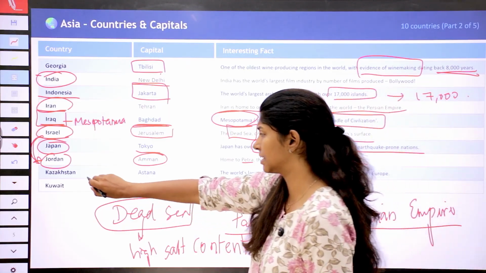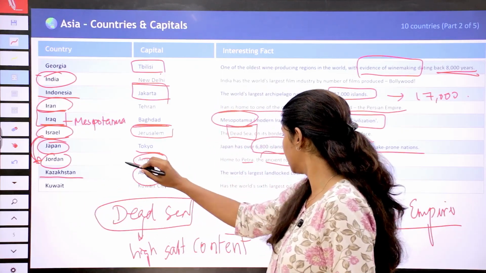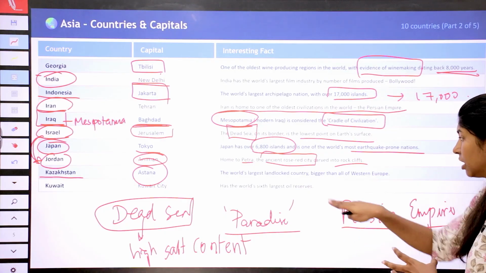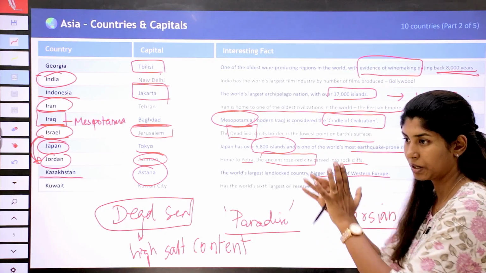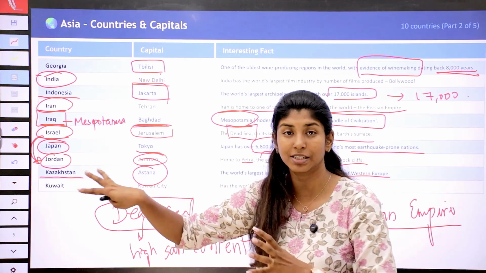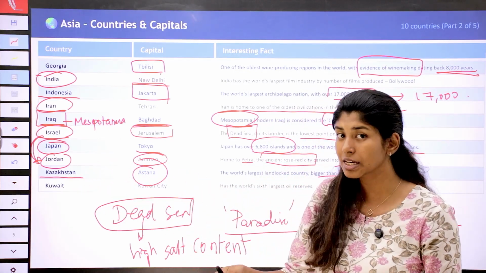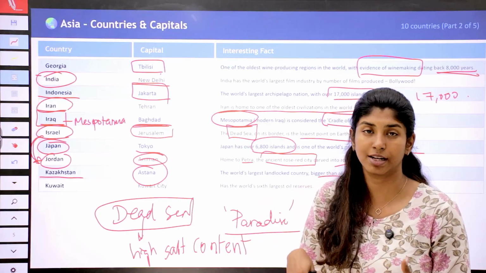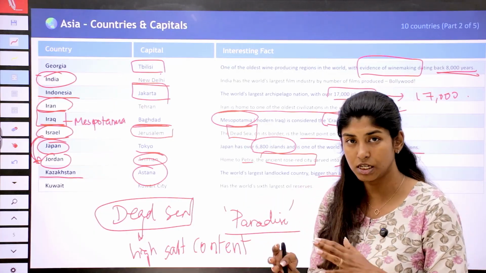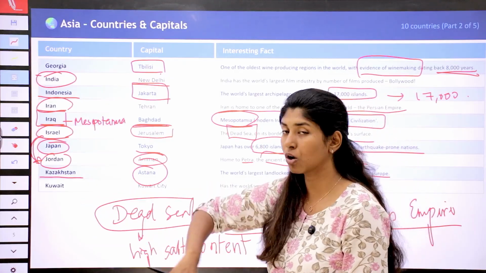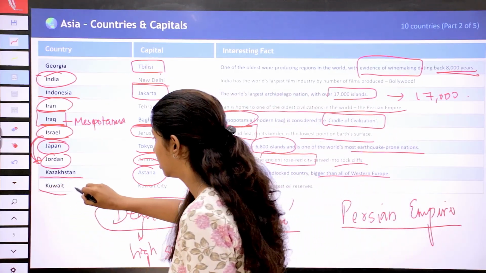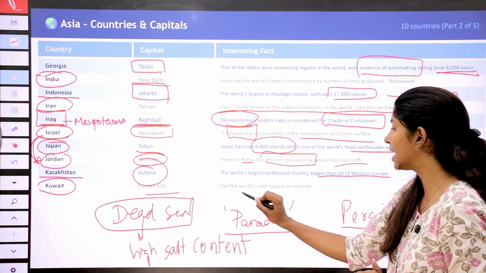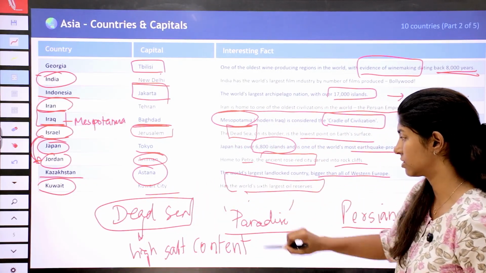Next is Kazakhstan. Its capital is Astana. It is the world's largest landlocked country, bigger than all of Western Europe. Kazakhstan alone has more landmass than the whole of Western Europe, but at the same time, it is landlocked. That is, they don't have any access to sea or ocean, but they have a lot of landmass. Finally, Kuwait. The capital is also Kuwait City. It has the world's sixth largest oil reserves.